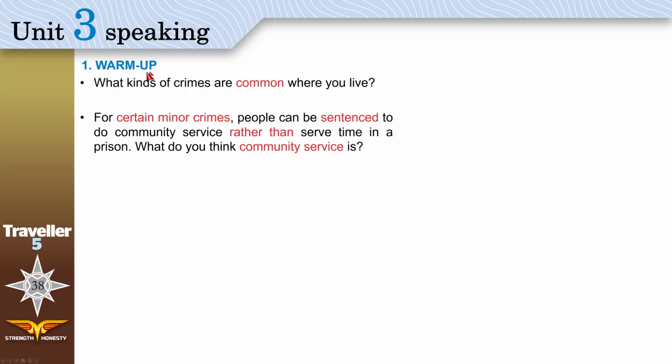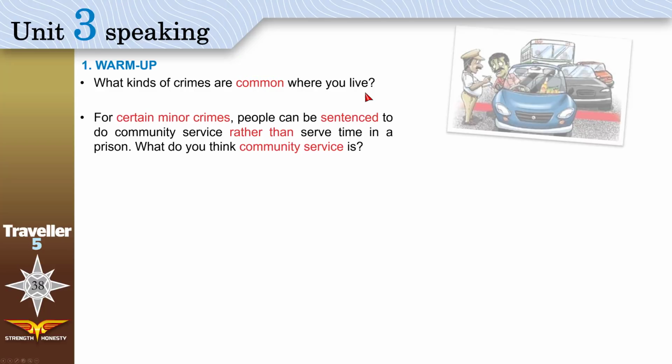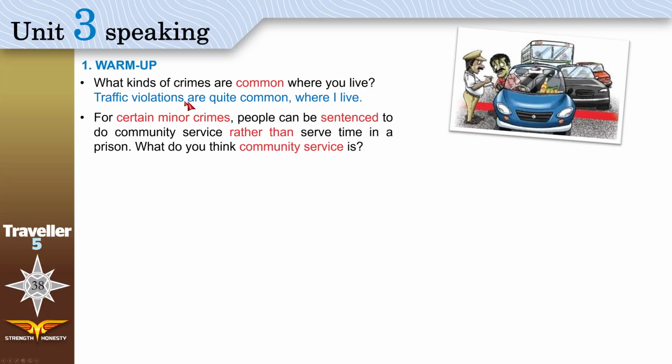1. Warm up. What kinds of crime are common, happen a lot, where you live? Traffic violations are quite common, very common, like speeding and driving through a red light. For certain minor crimes, not serious ones, people can be sentenced, can be punished by doing community service rather than, instead of, serving time in a prison.